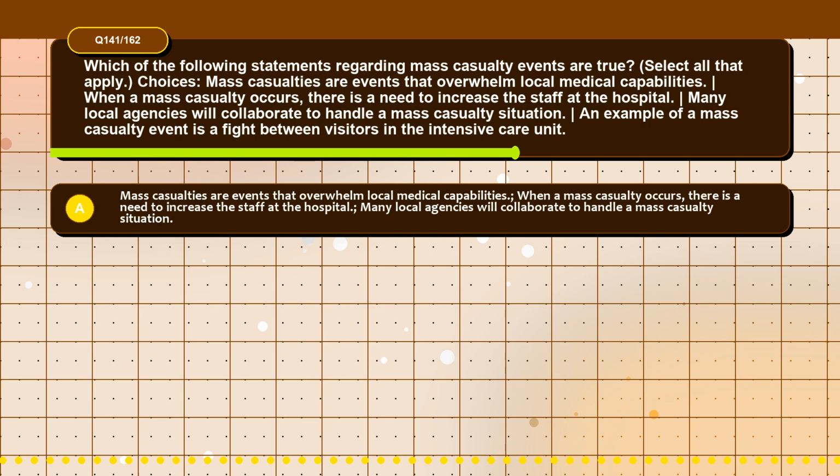Here are the options. Option A. Mass casualties are events that overwhelm local medical capabilities. When a mass casualty occurs, there is a need to increase the staff at the hospital. Many local agencies will collaborate to handle a mass casualty situation.